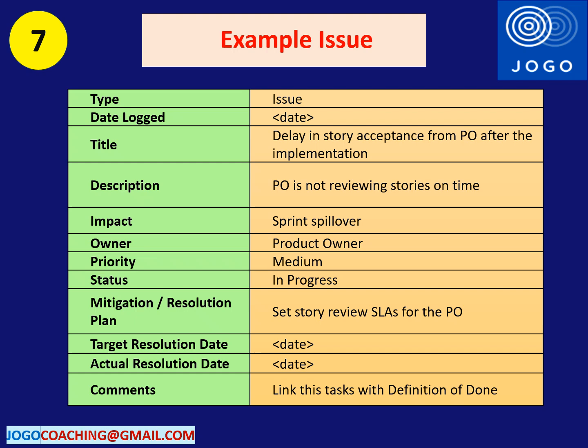The mitigation plan is having a service level agreement or timeline for the user story approval from the product owner. This timeline is added to the definition of done as well, so that the PO will review and accept or reject the story within a day or two. Hope you understood this example related to an issue in the Agile project.